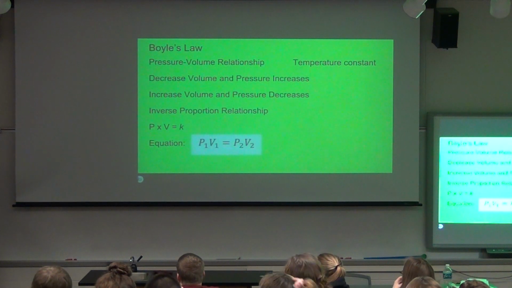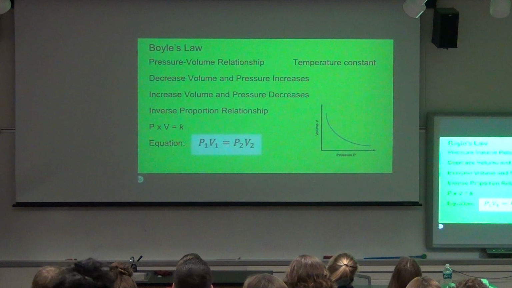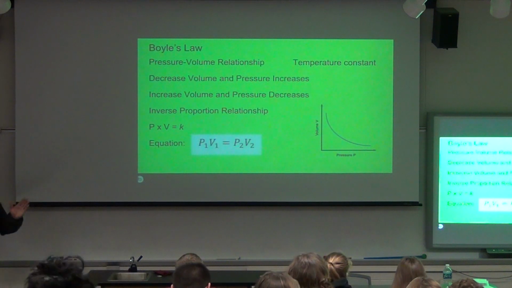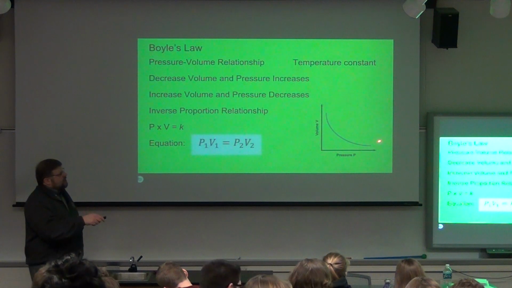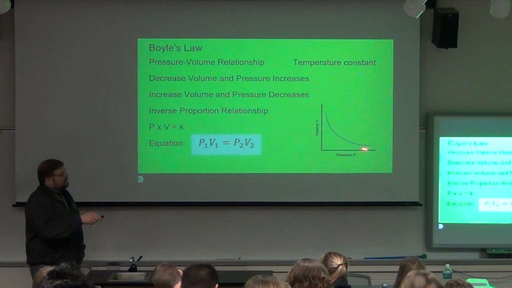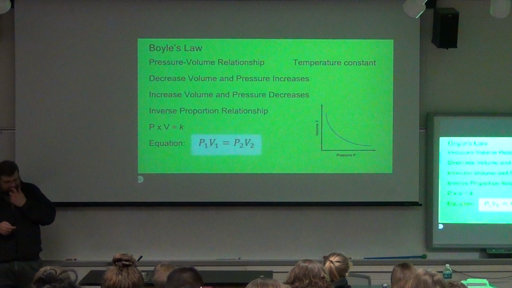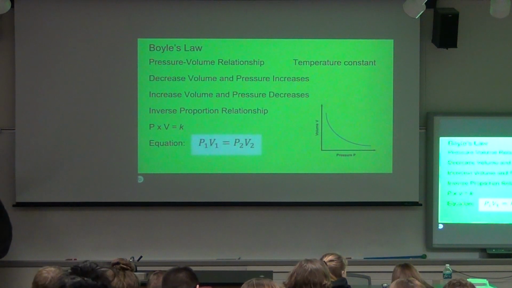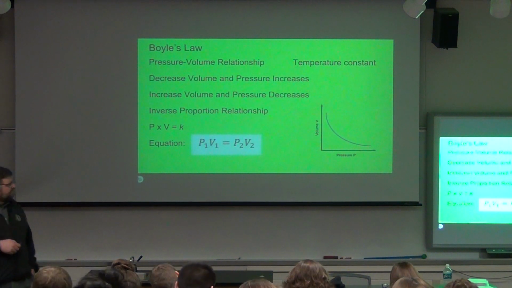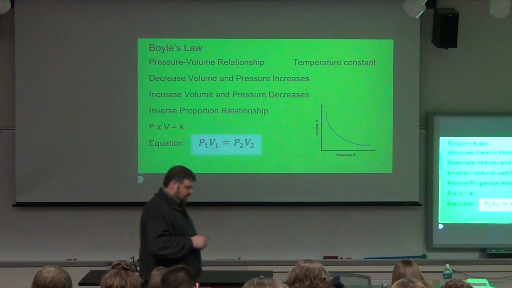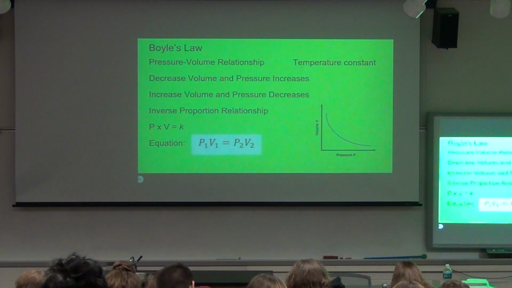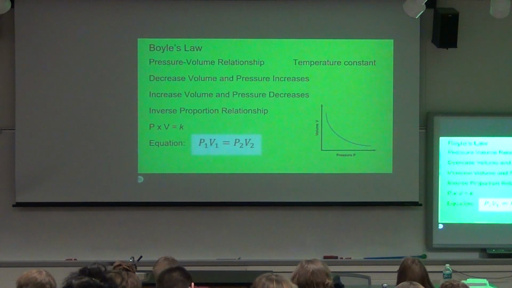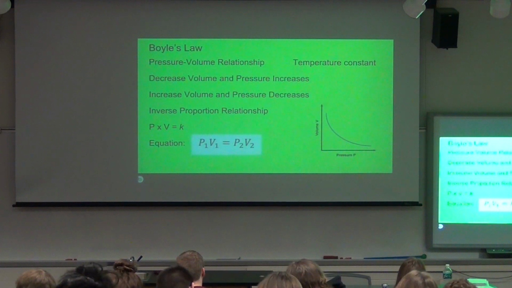And here's what a graph would look like if you were to have a graph of the data from a Boyles Law experiment. It's a curved line like this. Don't have to worry too much about the graph of it right now. Definitely the equation you want to have. All right, so let's take a look at the next one. The next law is Charles's law.